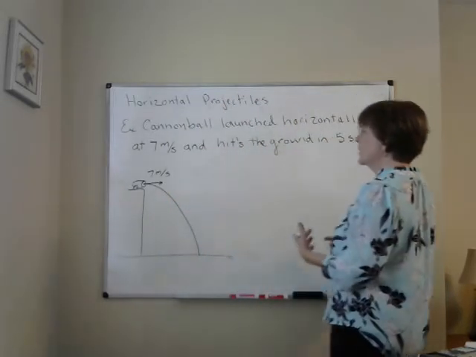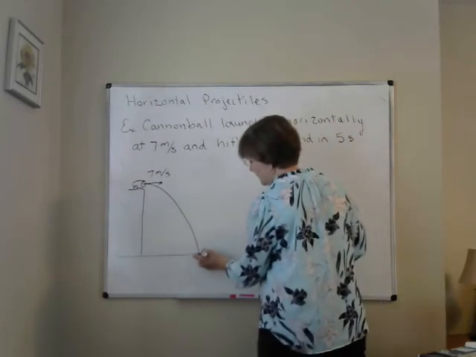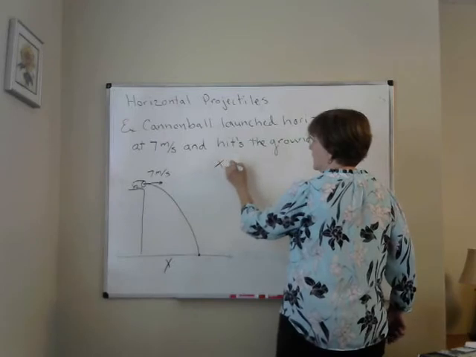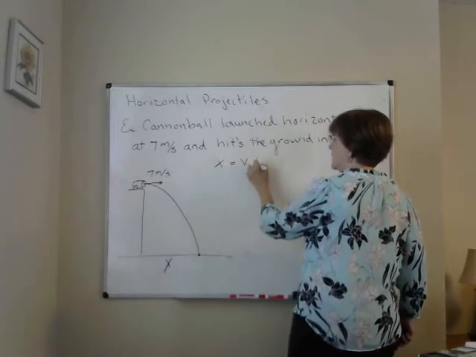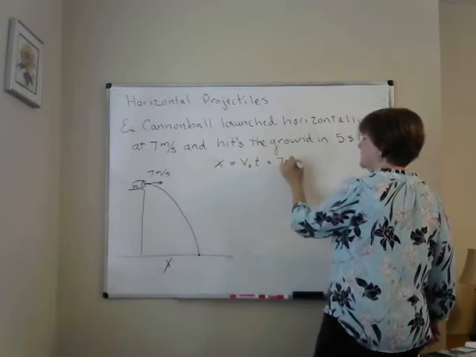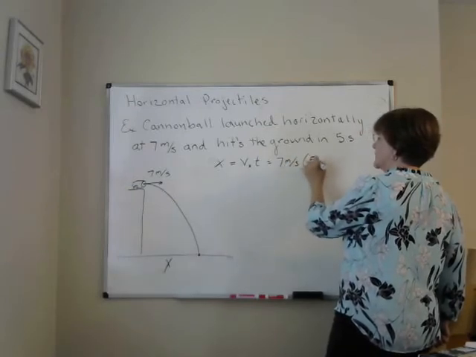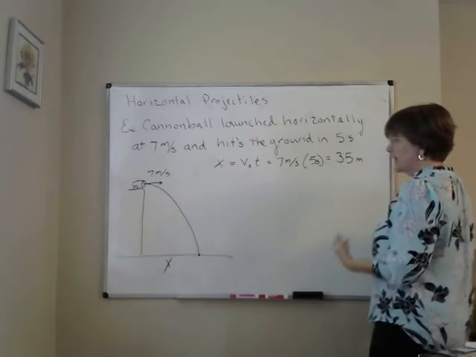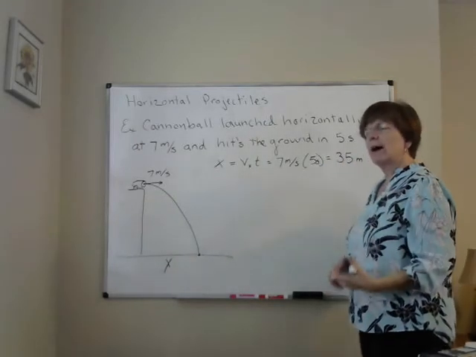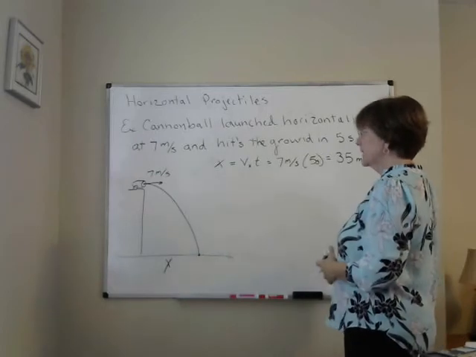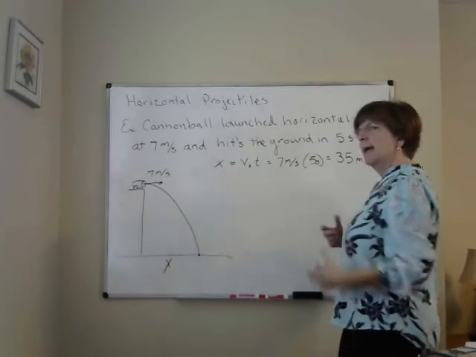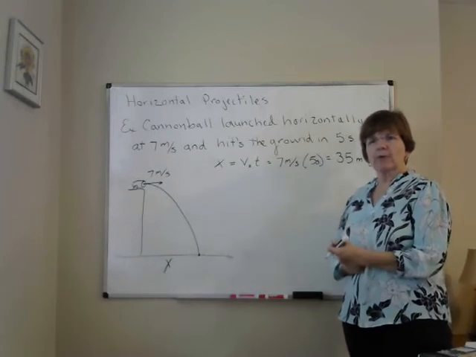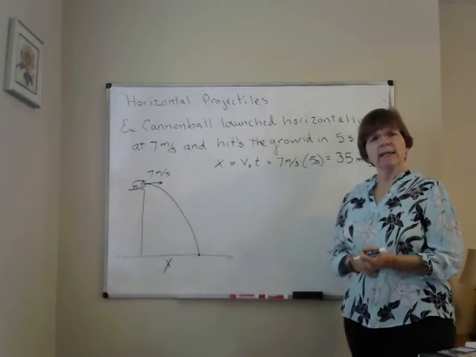If I want to know where it landed, right here, I know that horizontally it went 7 meters per second for 5 seconds. So it went 35 meters. It's going to land 35 meters away from the cliff. But I can ask some other questions. I can say, well, how fast was it falling when it hit the ground? How high was that cliff?